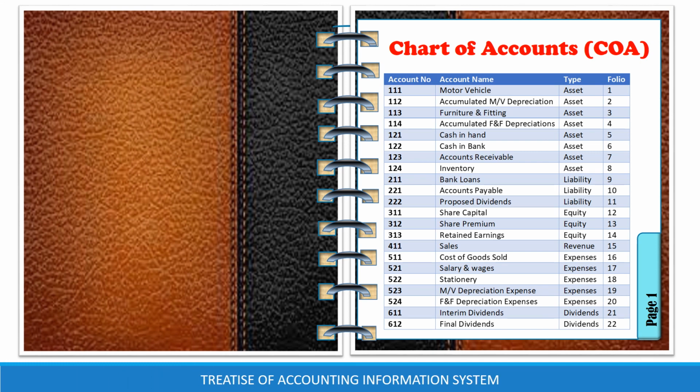A chart of accounts is a list of all accounts in a general ledger. The first page of a book of accounts contains a list of all ledger accounts within the ledger, indicating the account number, account name, and the specific folio where you will find the account. Each folio contains a specific account with the account name and the account number at the top.